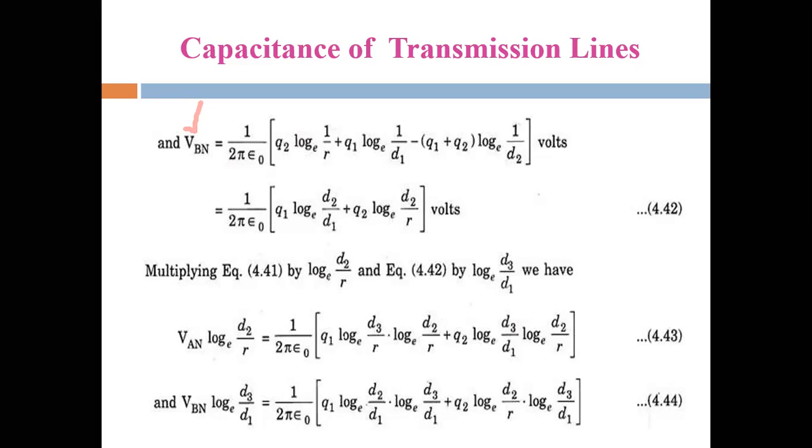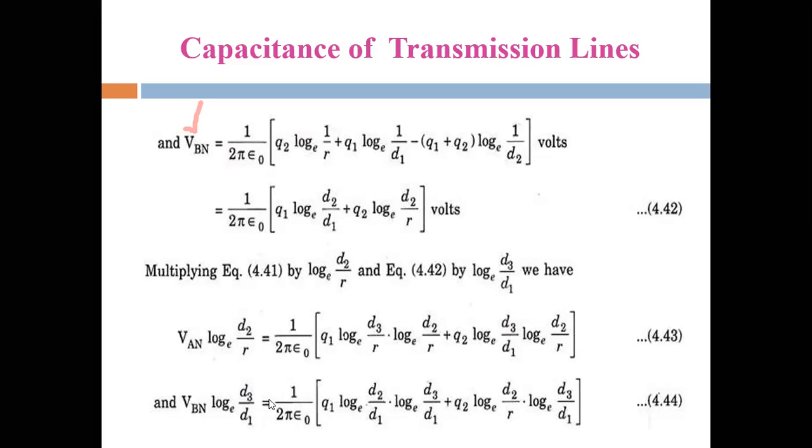Okay, then multiply the VAN equation by log E D2 by R and the VBN equation by log E D3 by D1. Therefore VAN log E D2 by R equal to 1 by 2 pi epsilon naught Q1 log E D3 by R into log E D2 by R plus Q2 log E D3 by D1 into log E D2 by R. Okay, next, VBN log E D3 by D1.